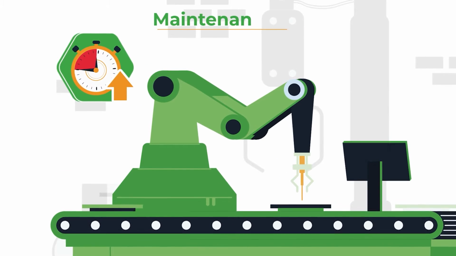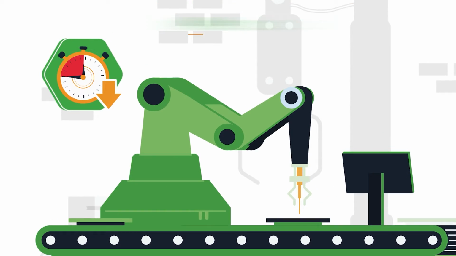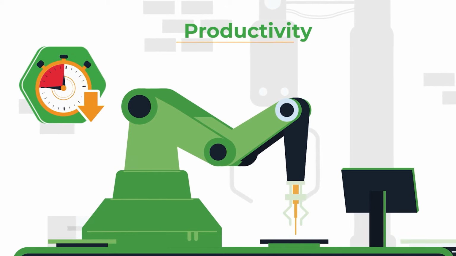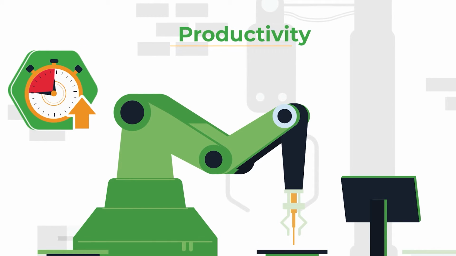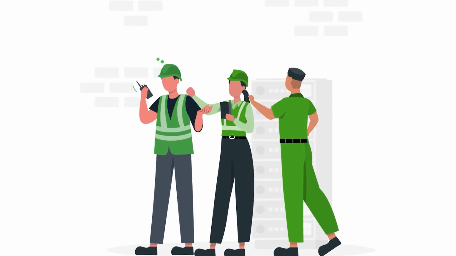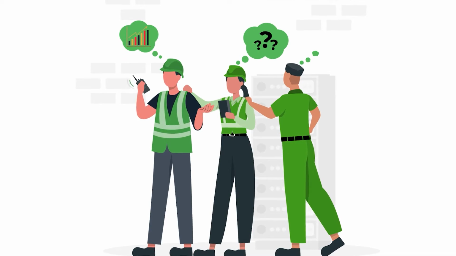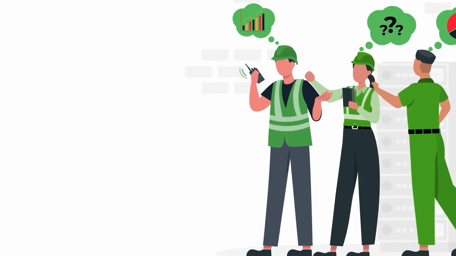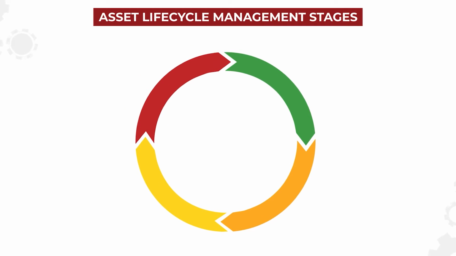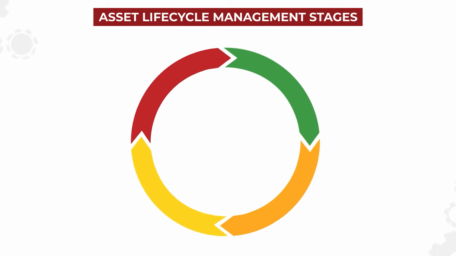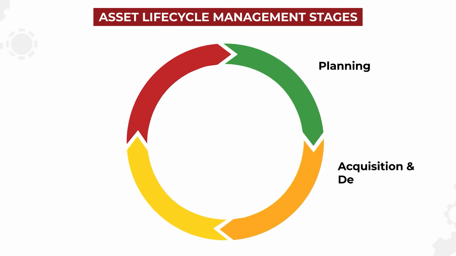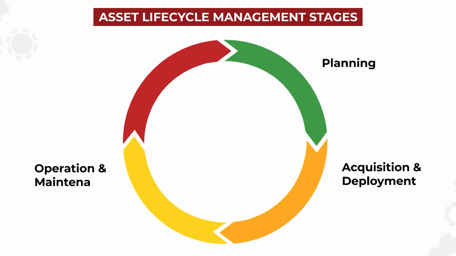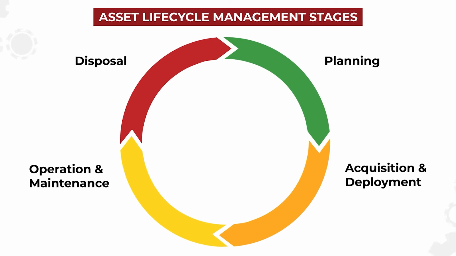By monitoring an asset throughout its life cycle, a business can learn how an asset's physical condition is impacted by ongoing use. It can also measure the asset's contribution to productivity and revenue, its ongoing maintenance costs, and more. There are 4 universal stages of asset lifecycle management: planning, acquisition and deployment, operation and maintenance, and decommission and disposal.